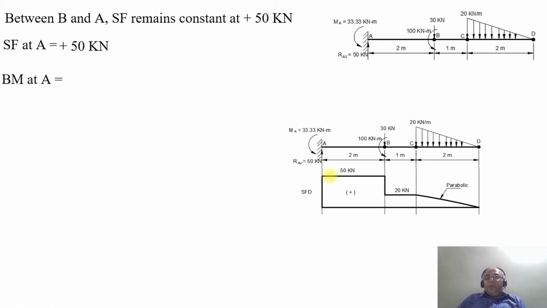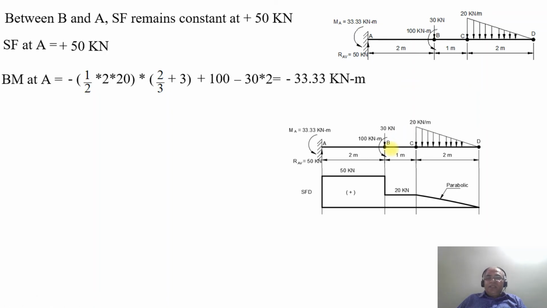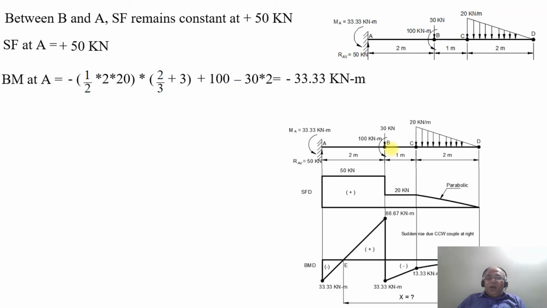So what will be the bending moment at the point A? The bending moment at the point A will be equal to minus half into 2 into 20 into (2 by 3 plus 3) plus 100, then minus 30 into 2. On simplification, you will get minus 33.33 kilonewton meter. So now the bending moment drops down from plus 66.67 kilonewton meter at the point B to minus 33.33 kilonewton meter at the point A.